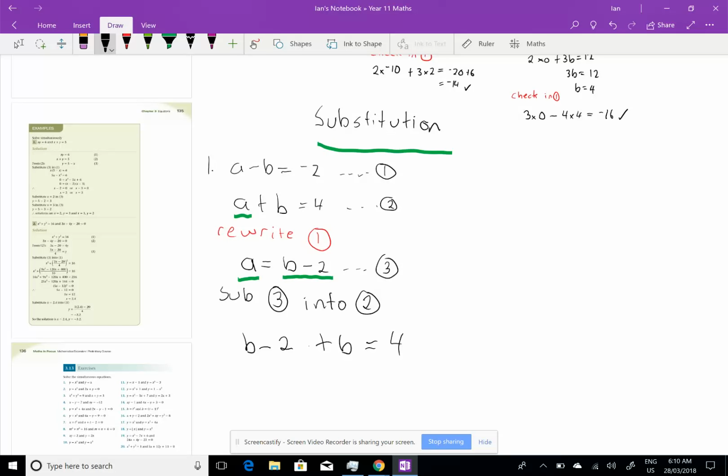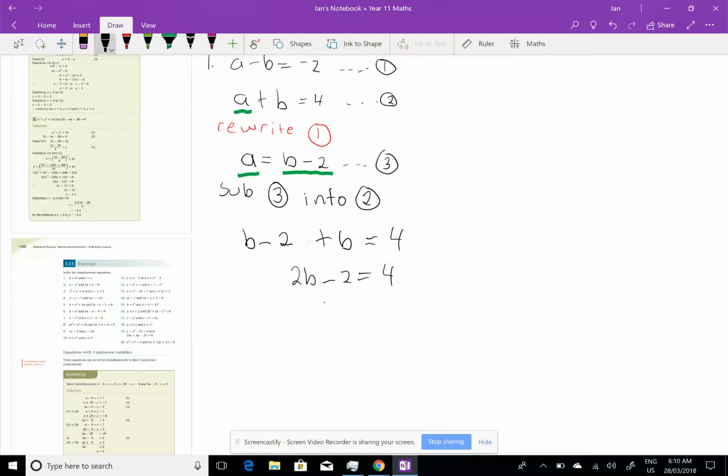Therefore, 2b minus 2 equals 4. I just added the b's. I add the 2 over. 2b equals 6. I divide by the 2. b equals 3.